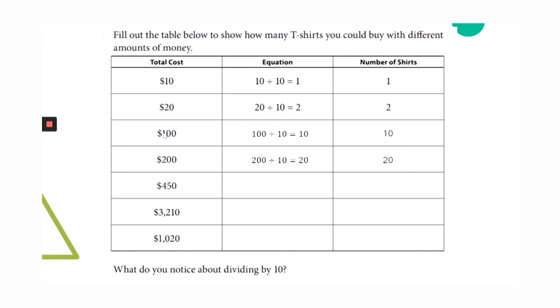$450. If you have $450 and each t-shirt costs $10, how many shirts can you buy? Go ahead, try it out. Here's what you should have. 450 divided by 10 equals 45, so you could buy 45 shirts. What about if you have $3,210? Go ahead, give this one a shot.